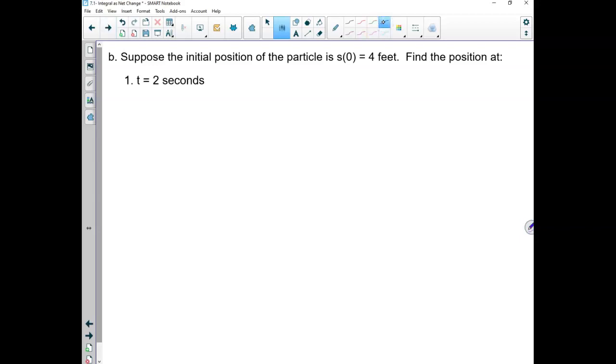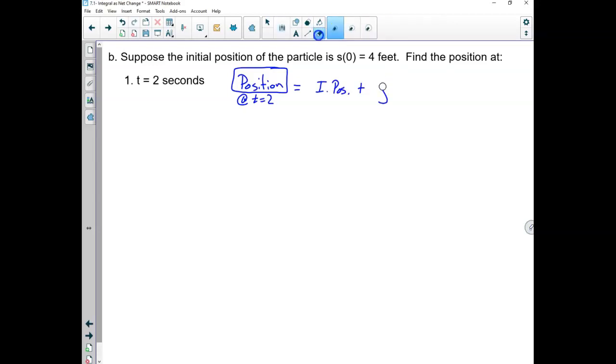Well, we're going to do this a couple different ways. Remember, my position at t equals 2, my position is going to equal position, not displacement, not total distance traveled. My position is going to equal my initial position plus my displacement, which is found by taking the integral from a to b of v of t dt. My integral is the position change.